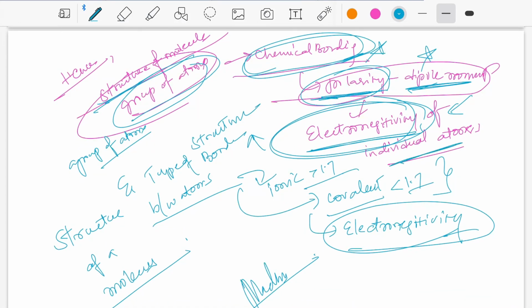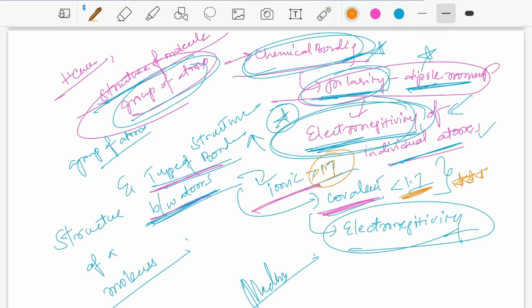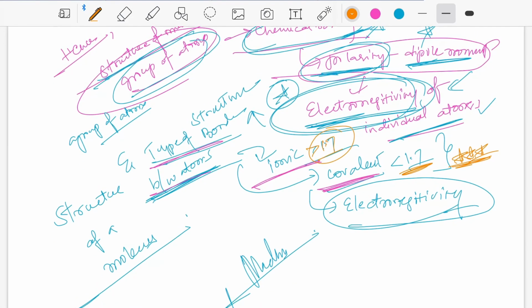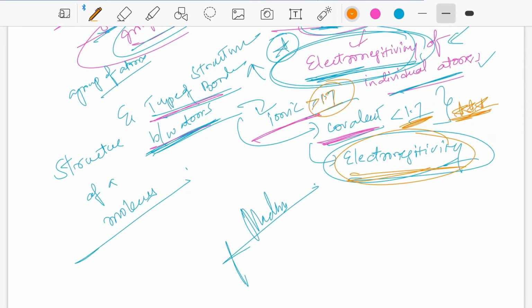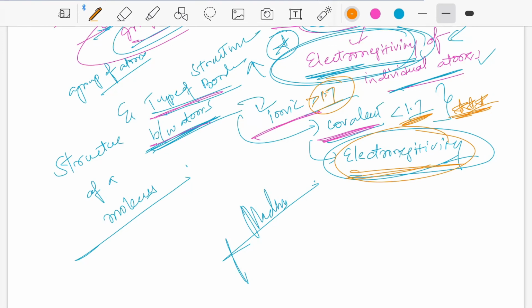Finally, electronegativity plays a crucial role in the formation of the structure of a molecule and the type of bonding between atoms, whether the bonding is ionic or covalent. If the electronegativity difference is greater than 1.7, it is ionic, and if it is less than 1.7, it is covalent. This is also decided by electronegativity only. So electronegativity plays a crucial role in the structure of a molecule.